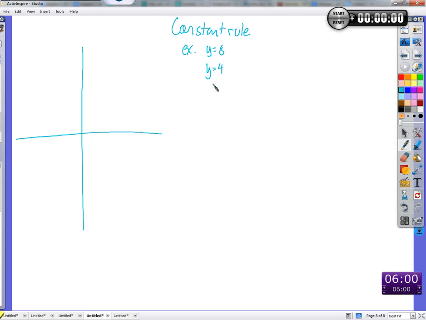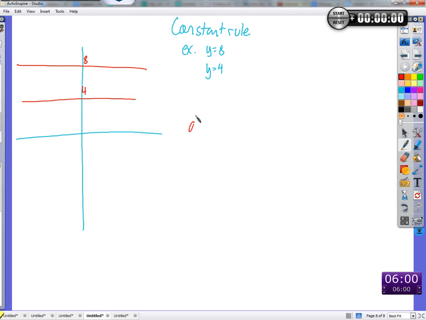What do these graphs look like? Flat horizontal lines at 8, at 4, at whatever number we're talking about, y equals a constant. So the constant rule is about how we find the derivative of certain kinds of functions. What's the derivative of these functions? Zero. The slope's always 0. It doesn't matter where you are, the slope will always be 0.